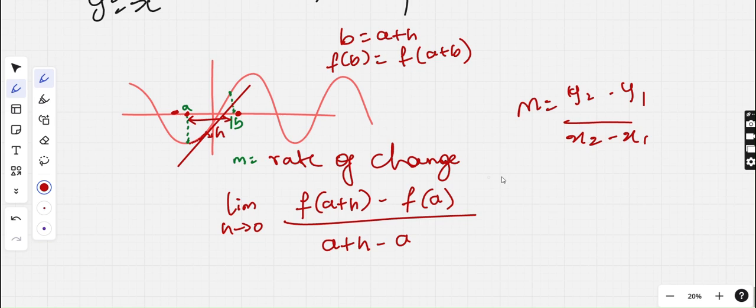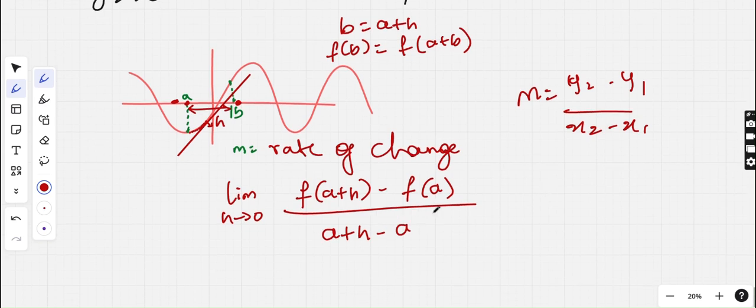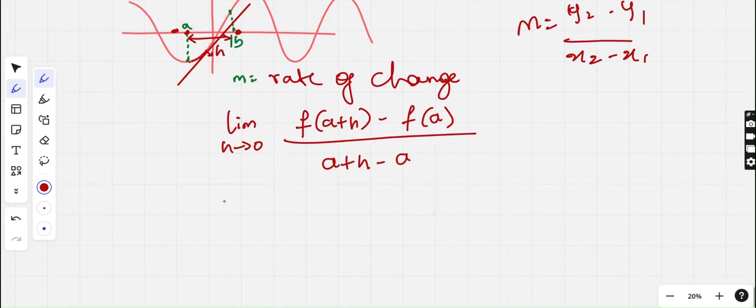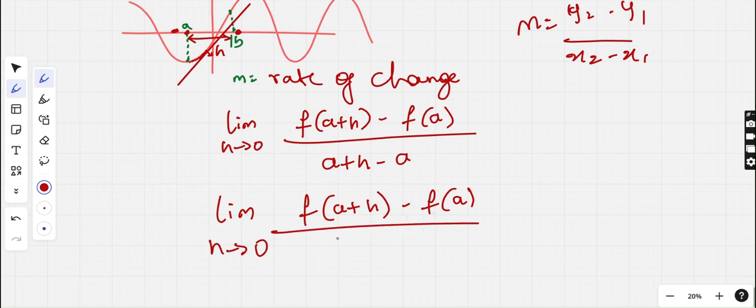When we make the distance between those 2 points infinitely smaller, almost equal to 0, what's going to happen to this thing is simply limit h tends to 0, f of A plus h minus f of A divided by h. This is a formula. This is an expression to find the derivative of a function at that given point.